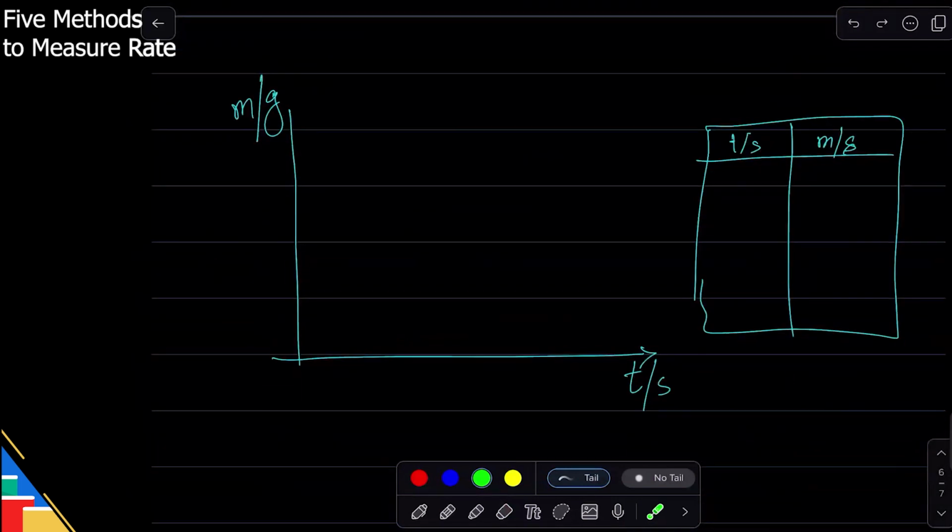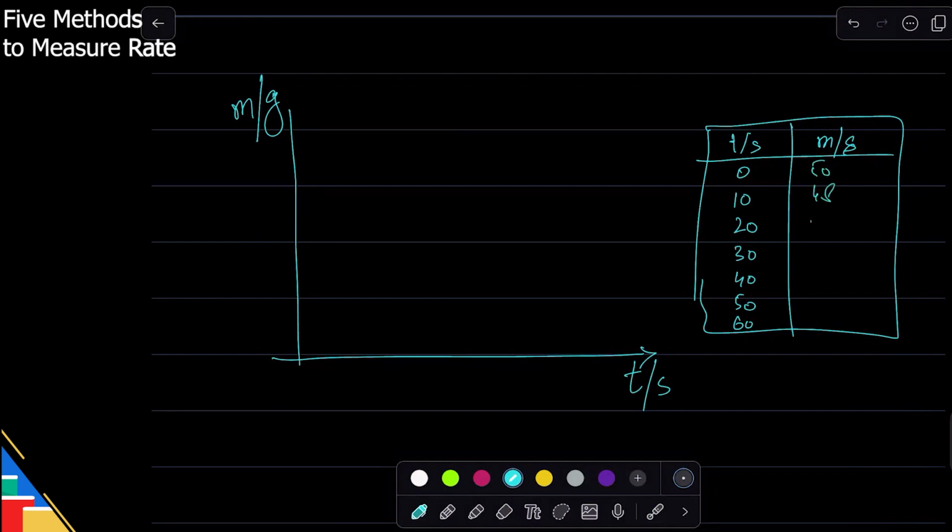So when you do this, you will obviously get different values of time. So the mass will decrease. So maybe it's 50 grams initially. It goes down to 48, 45. No, actually, that's wrong. It won't happen that way. Let's say 47, 45, 44, 43, 43, 43. So when is the reaction complete here?